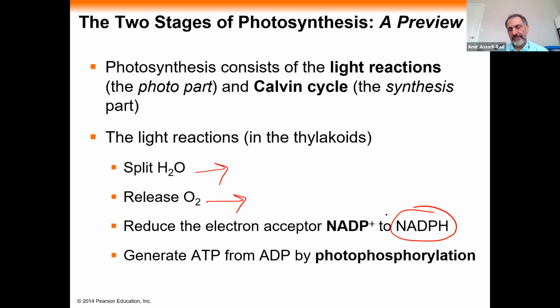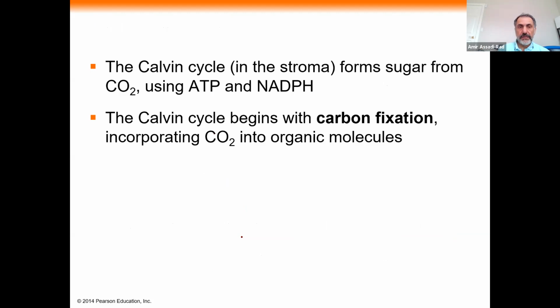We did not have, in cellular respiration, NADP. We had NAD and NADH, okay? The only difference here is a phosphate. They have a phosphate attached to it. And also generate ATP from ADP, which you'll see here in a minute in the photosynthesis.